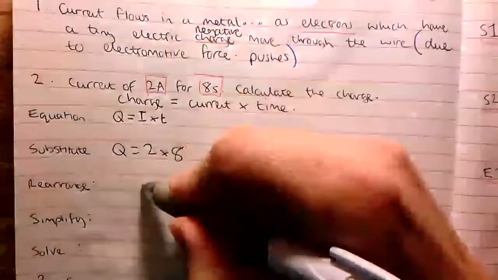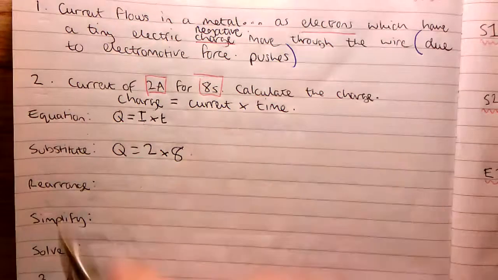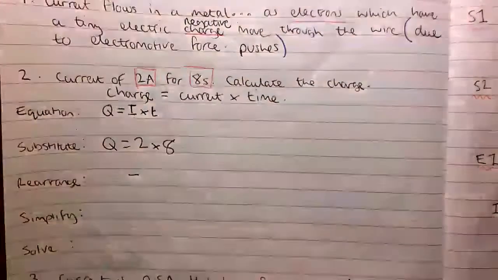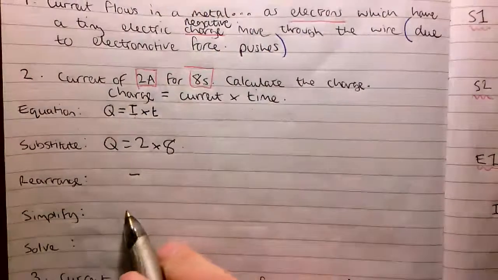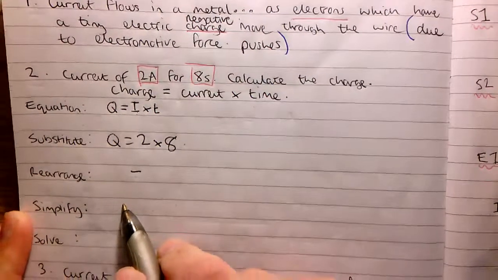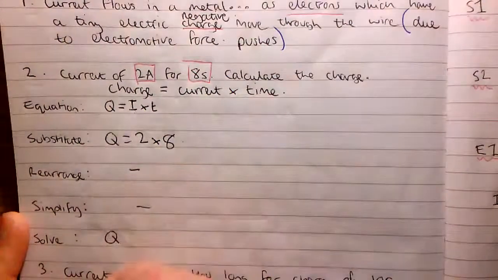Now, next stage, I'll rearrange my equation to get the thing I want on the left side of the equals. I don't need to do it in this case. It's already in the right form, so I can just leave that step out. Do I need to simplify it? Have I done anything that I need to do my BODMAS on before I move on? No, I don't need to do that either. I can just move straight to the solving stage here.